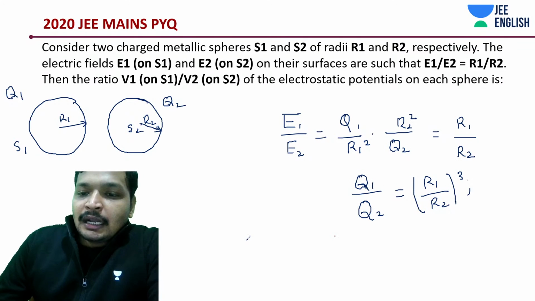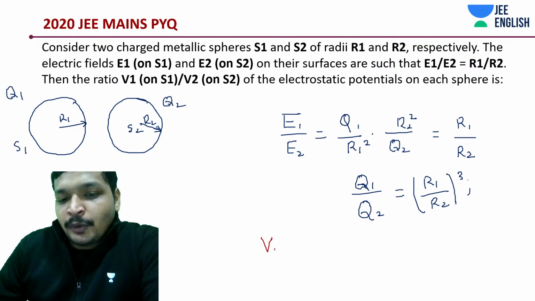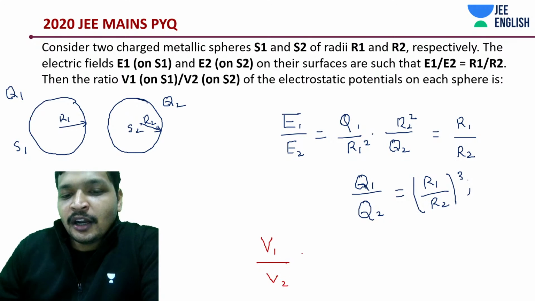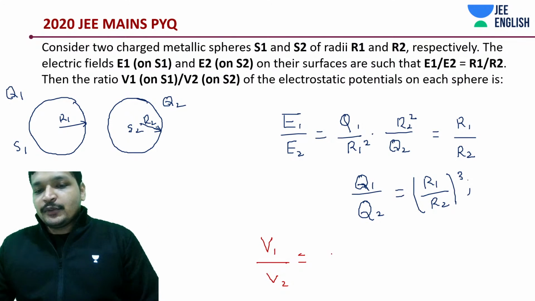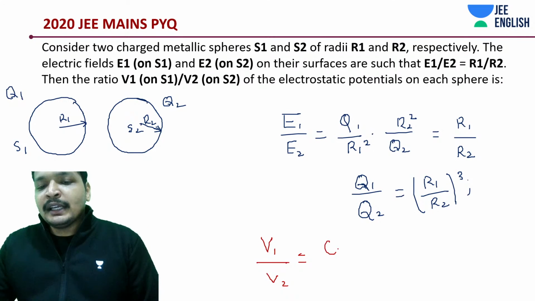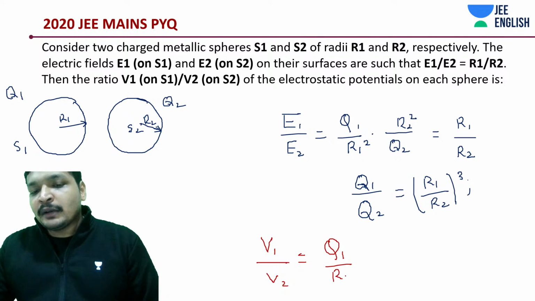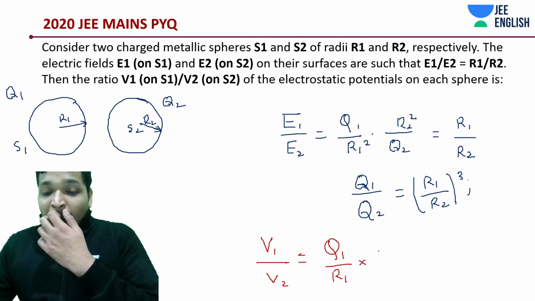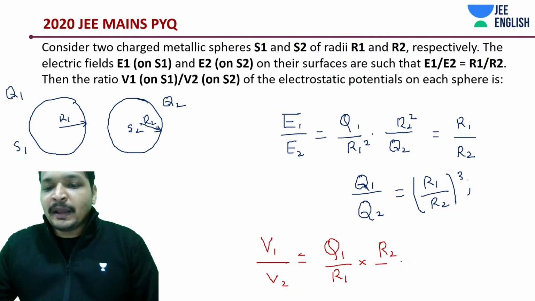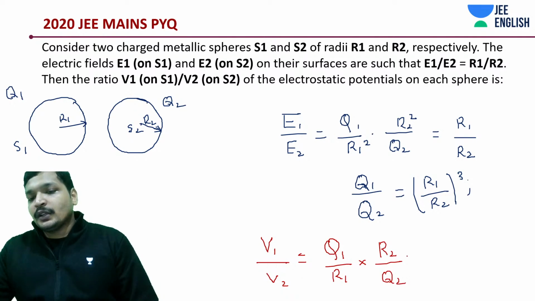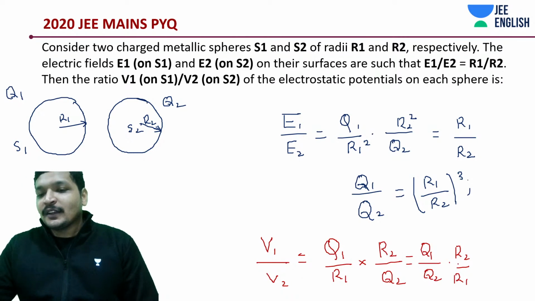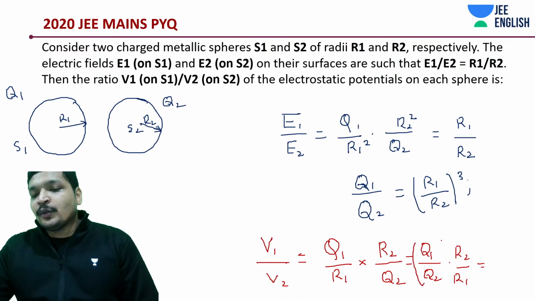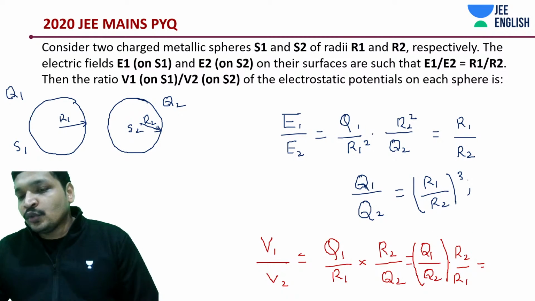Now coming to V1 by V2, how much should this be? It's K Q1 by R1 and K Q2 by R2, isn't it? K gets cancelled out. This is going to be Q1 by R1 into 1 by Q2 by R2, basically R2 by Q2. So this is Q1 by Q2 into R2 by R1. What is Q1 by Q2? Q1 by Q2 is R1 by R2 whole cube.